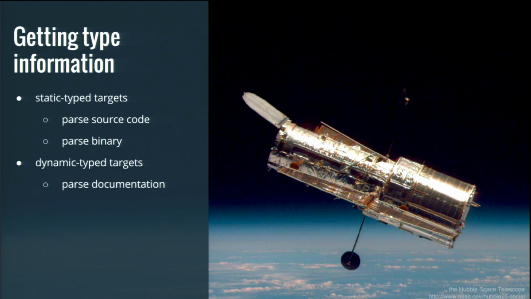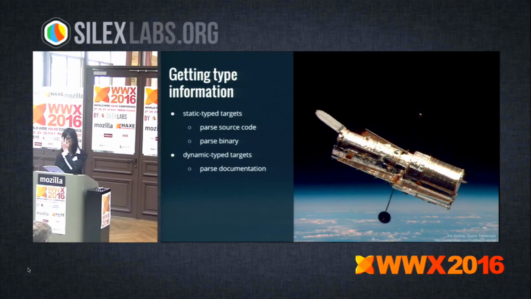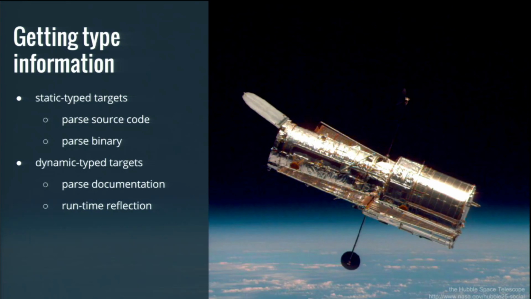This is the way we did it for the HTML extern and for the jQuery extern, basically looking at those machine-readable documentation. But if there is no such information, it's not the end of the world. We can do runtime reflection. Actually, for PyExtern, I use this method.